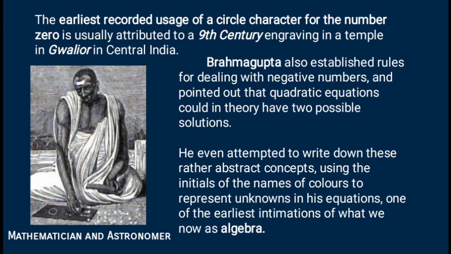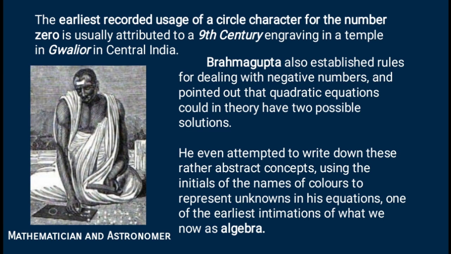The earliest recorded usage of a circle character for the number zero is usually attributed to the 9th century engraving in a temple of Gwalior in central India. Brahmagupta also established rules for dealing with negative numbers and pointed out that quadratic equations could in theory have two possible solutions.